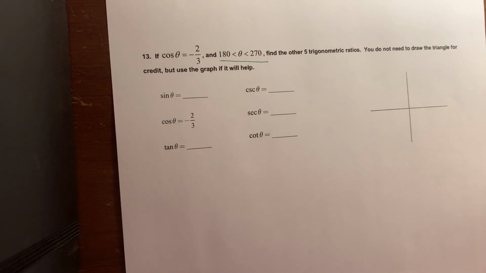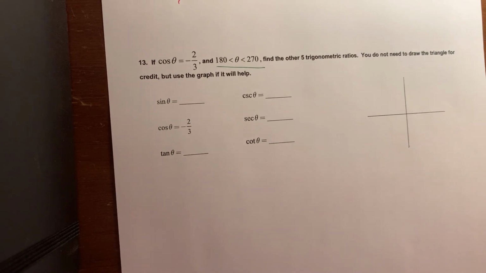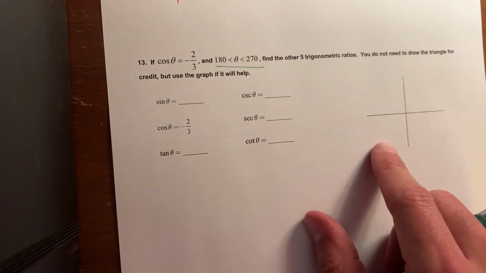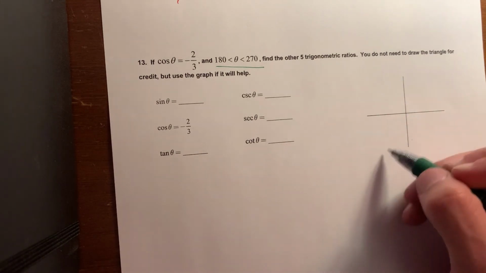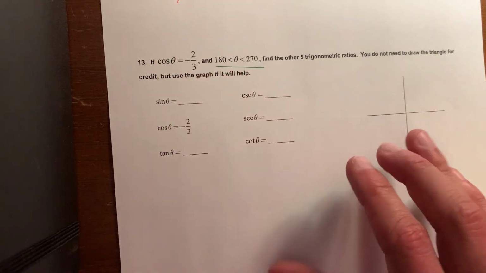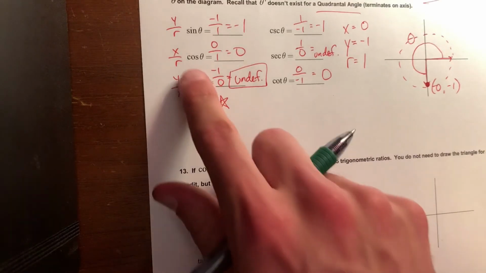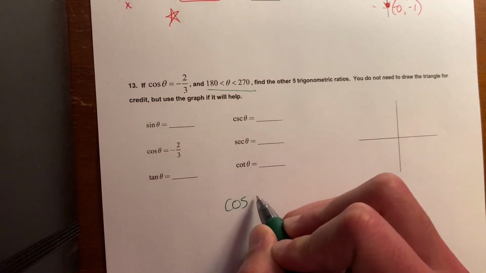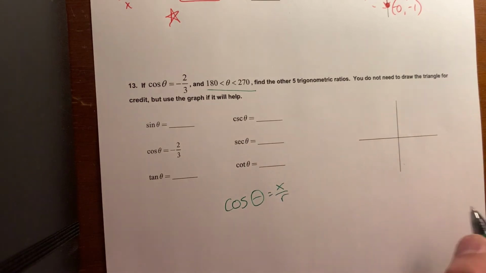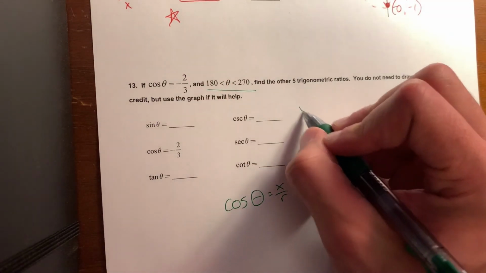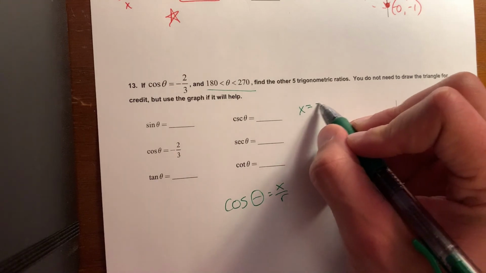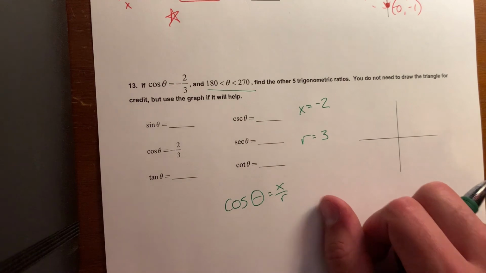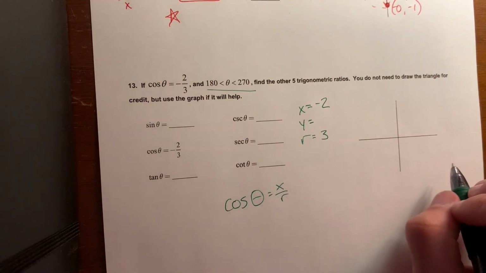So a couple ways you can go about this. Again, if you're drawing it on your graph, you have to think about, okay, if your theta angle is somewhere in your third quadrant, you can draw this and sketch this out. What else you can do too is just think about your ratio. Cosine is always going to equal x over r, right? So when we have this, I know that x is -2 and r is 3. Just from this, I know 2 of my 3 values that I need, okay?